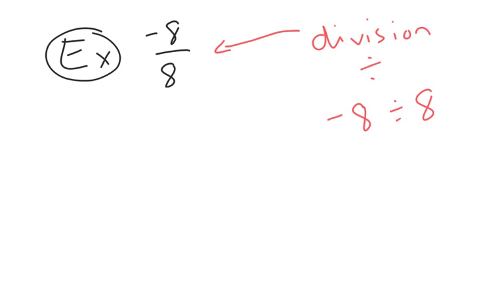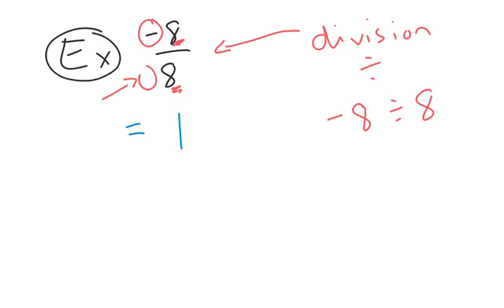Just like before, the first thing you want to look at is the numbers of 8 and 8. Let's go ahead and divide 8 by 8. So 8 divided by 8 will give you 1. Now let's take a look at the signs. Over here you have a negative sign, and over here you have no sign.